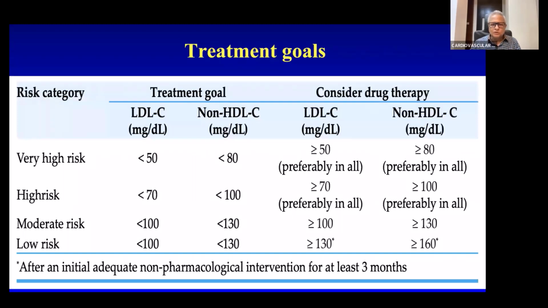So what are those goals? We are talking of very high risk, because already we are talking of secondary prevention patients who already have established ASCVD. So LDL should be less than 50 and non-HDL cholesterol should be less than 80. This should be our treatment goal for secondary prevention in terms of lipid lowering.